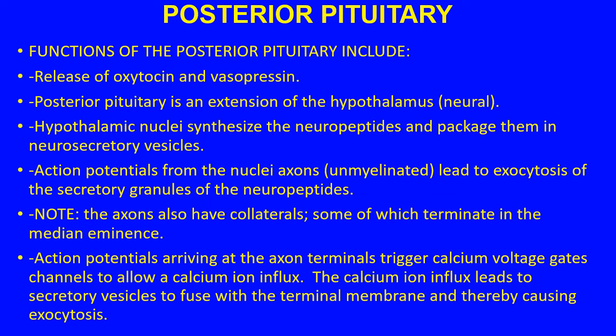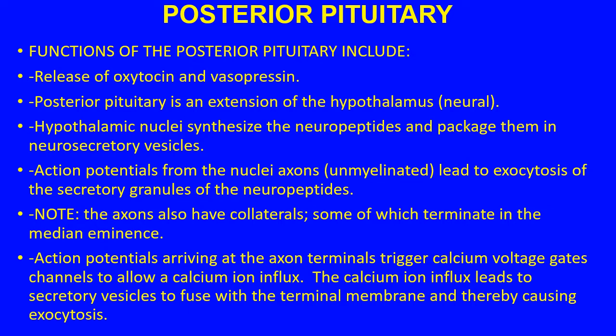Now, the posterior pituitary is really an extension of the hypothalamus. It's composed mostly of neural tissue. The hypothalamic nuclei will synthesize the neuropeptides vasopressin and oxytocin. They will package them in neurosecretory vesicles, but the vesicles leave the area of the hypothalamus and travel down the hypothalamic nuclei axons. These axons are unmyelinated.